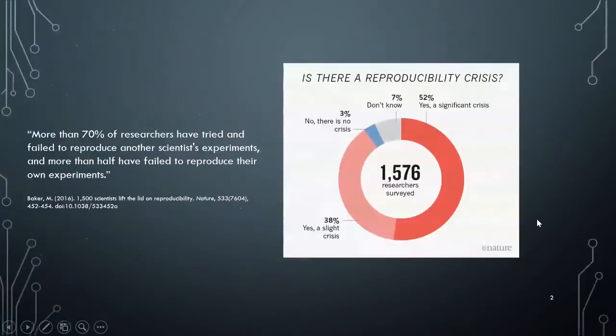And so I'll start with this slide where there seems to be a reproducibility crisis in science. This is something that has been a thing for a long time, but it's something that's been talked about in more recent years. I'll just read out the quote here. More than 70% of researchers have tried and failed to reproduce another scientist's experiments, and more than half have failed to reproduce their own experiments.